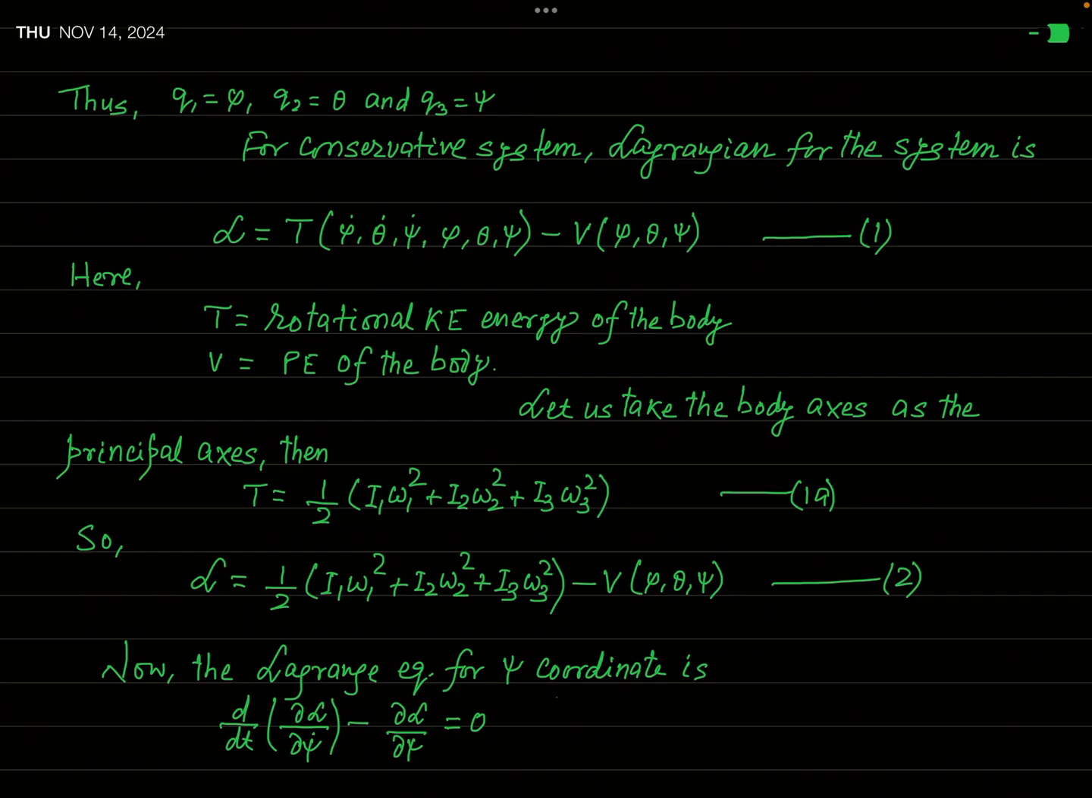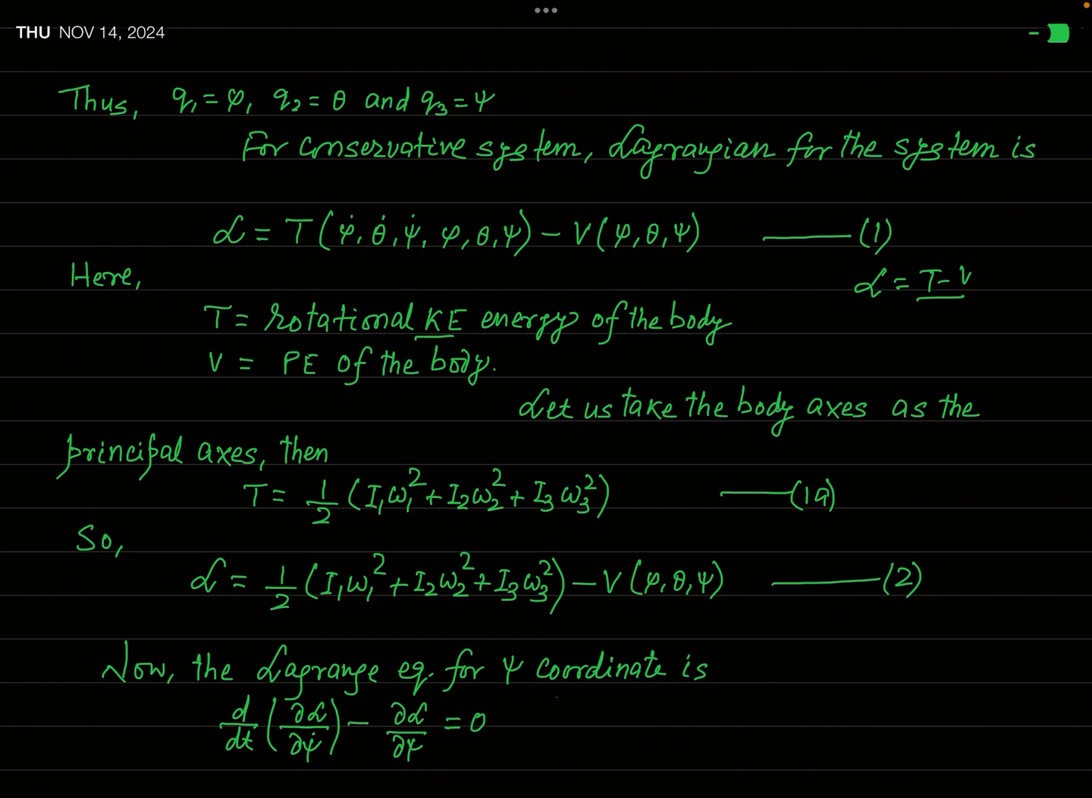Now we will consider the conservative system, which means a system which performs its motion under conservative forces. In this case, how will the Lagrangian of the system be defined? The Lagrangian L is defined as T minus V, where T is the kinetic energy and V is the potential energy of the system. Here we are talking about the rotational motion of the rigid body, so this T means rotational kinetic energy.